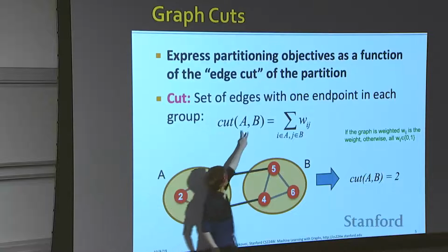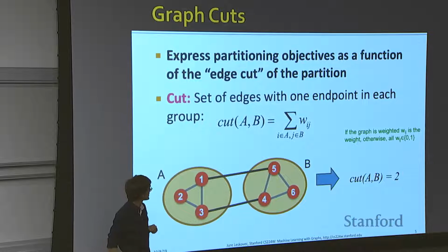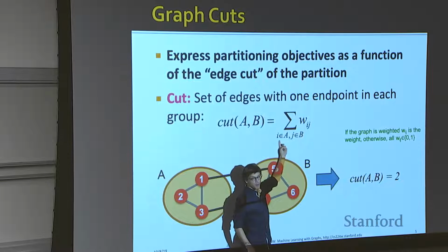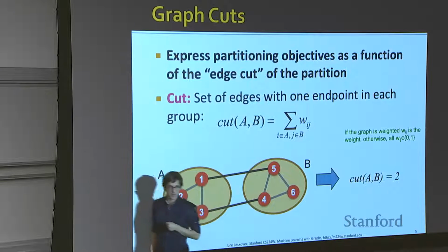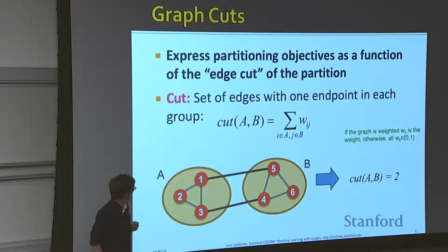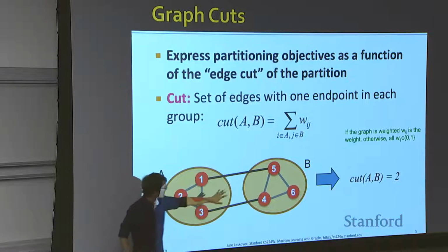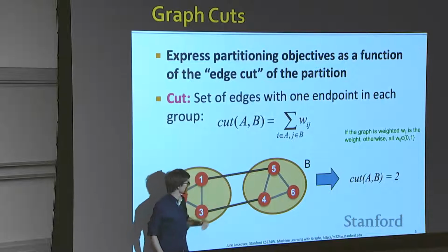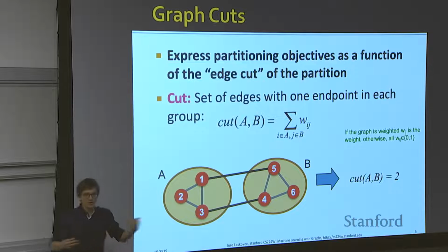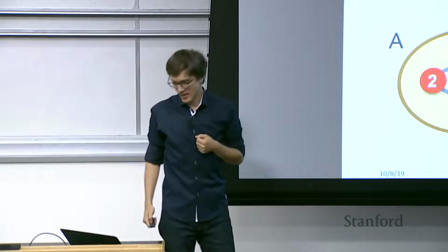We will say a cut between sets A and B, so basically we take all the nodes and split them into 2 disjoint sets A and B, is simply the sum of all the edge weights where one endpoint is in A and the other endpoint is in B. If you have an unweighted graph, then the edge weights are all the same and equal to 1. So in this case, the cut for this particular partitioning would be equal to 2 because there are 2 edges where one endpoint is in one set and the other endpoint is in the other set. Intuitively, we are saying how many edges do I have to cut to get these two sets.